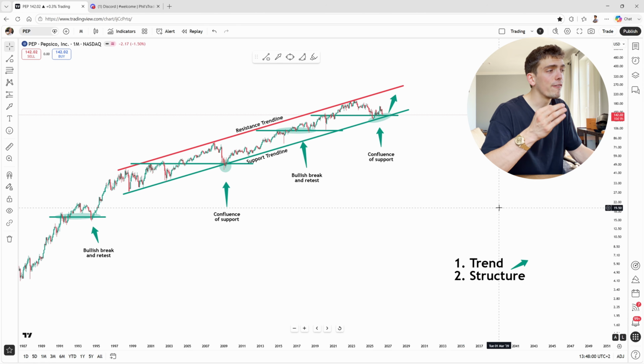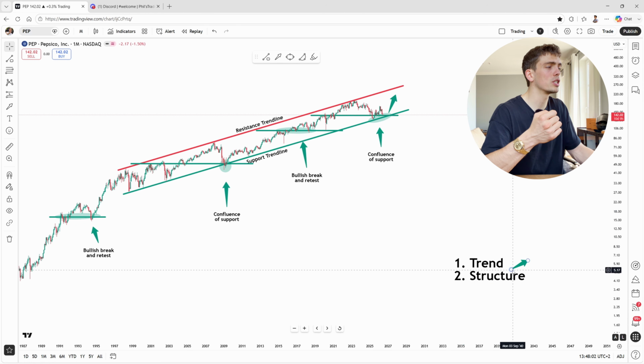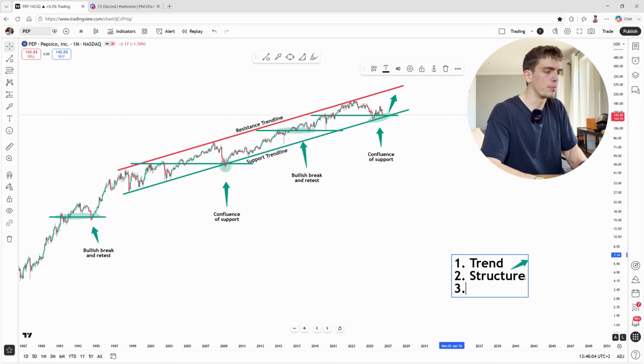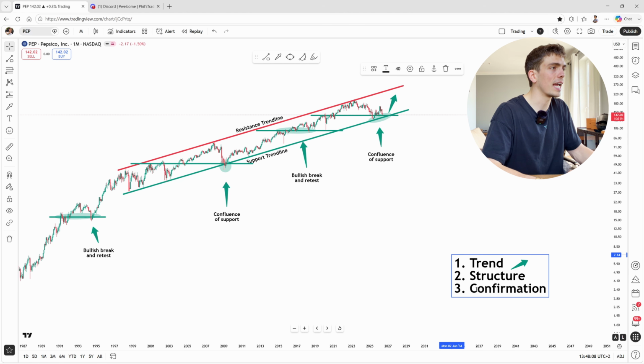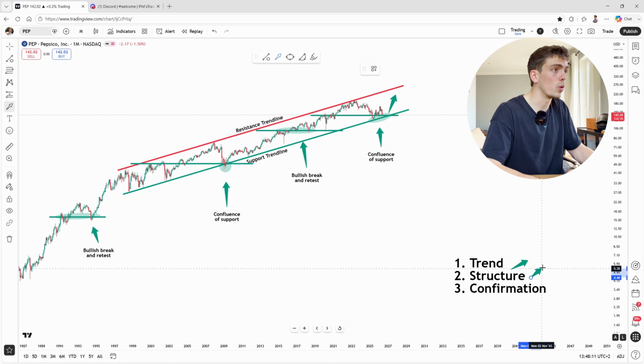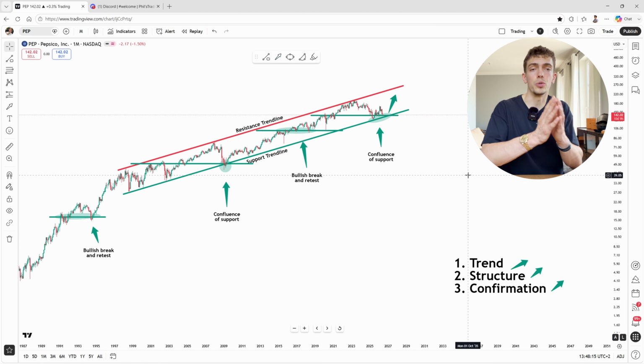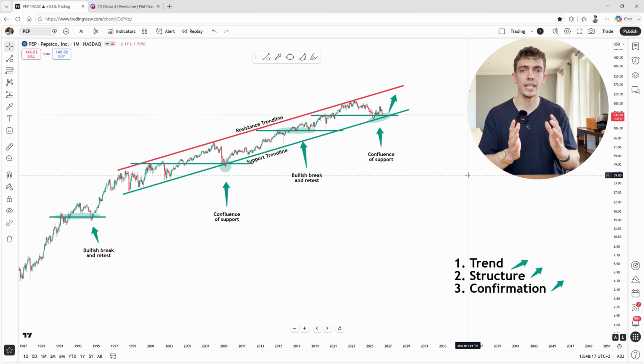Before you now go ahead and full port PepsiCo call options, obviously you then have to wait for proper bullish confirmation on the smaller time frame, because then we once again have trend as well as structure as well as confirmation pointing towards a substantial move higher, and on PepsiCo you can once again perfectly manage risk.